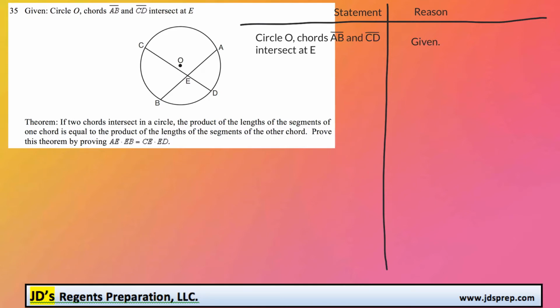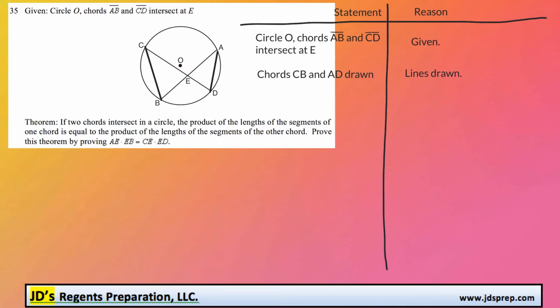So of course we'll start off with a statement given the information that we know. We know we've got a circle O, chords AB and CD, and they intersect at point E. And the reason is given. The next thing we're going to want to do is draw two chords that connect C to B and A to D.